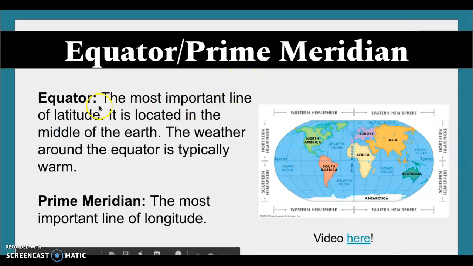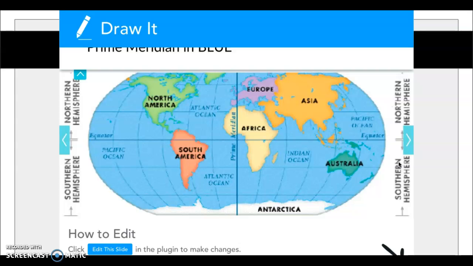Equator, prime meridian. The equator is the most important line of latitude. It is located in the middle of the Earth. The weather around the equator is typically warm, because that's where the sun hits directly on the globe. The prime meridian is the most important line of longitude, and here it's in the center. When the map of the globe is shown as being flat, typically it is done so that both the prime meridian and the equator are in the center. Here you were to draw the prime meridian blue, and then the equator red.